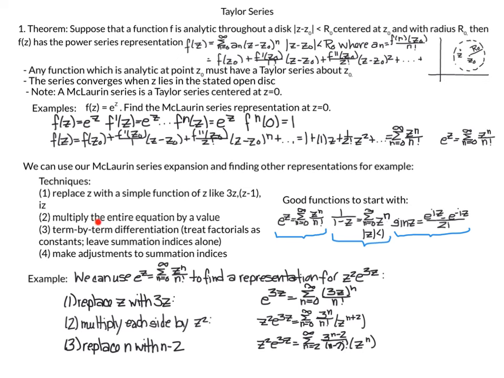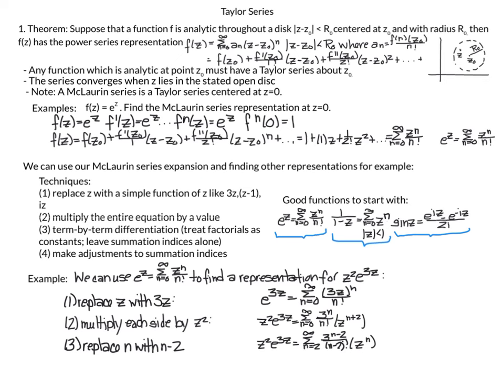The other thing we can do is multiply the entire equation by a value. So, multiply everything by 2, for example, both sides of the equation. Or we can do term-by-term differentiation. We'll treat factorials as constants and leave summation indices alone. So just each term, we're going to take the derivative. Or we can make adjustments to the summation indices. So we'll do an example to kind of put this in better context.